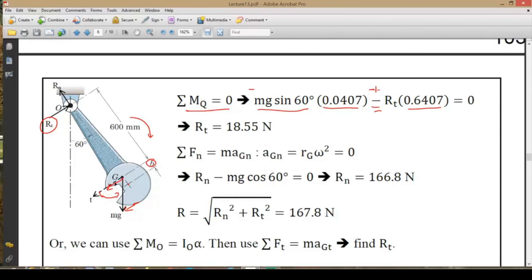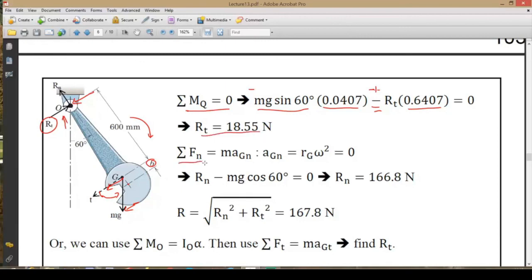Using the right hand rule, the moment generated by mg would be a plus, then the moment generated by this reaction force would be a minus. Again, this is based on the direction that you choose. We could have chosen this direction, by the way, and then it will be a plus, but then we will get a minus sign for RT. And minus sign would mean that the correct direction is the direction that is shown here with the black arrow. So we calculate this RT from here.